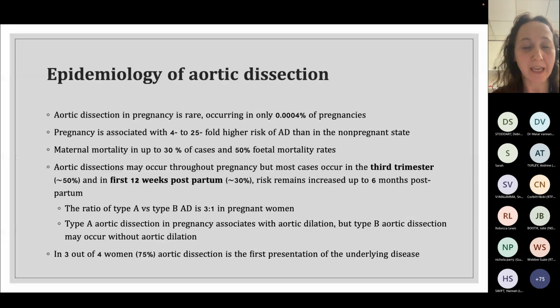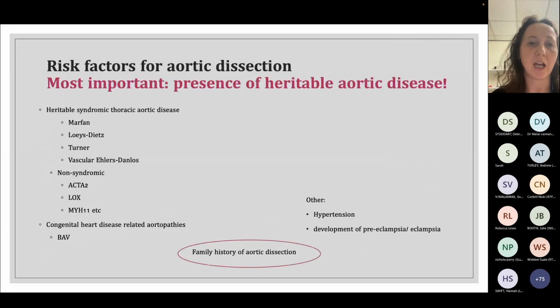Most often it's type A dissection with the ratio of 3:1 compared to type B, and type A usually occurs in patients with the aortic dilatation. Type B dissection can also occur in patients without the aortic dilatation. In 3 out of 4 women, dissection in pregnant women is the first presentation of the underlying disease.